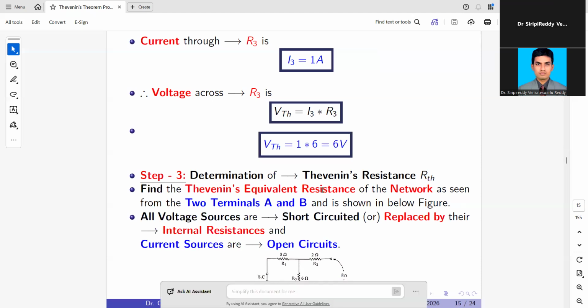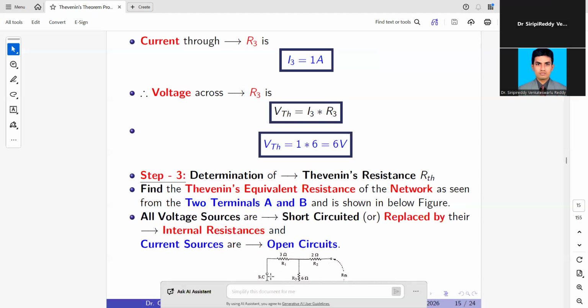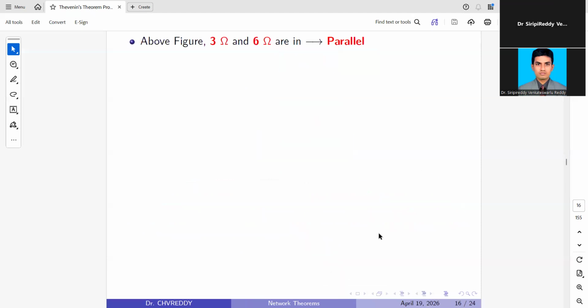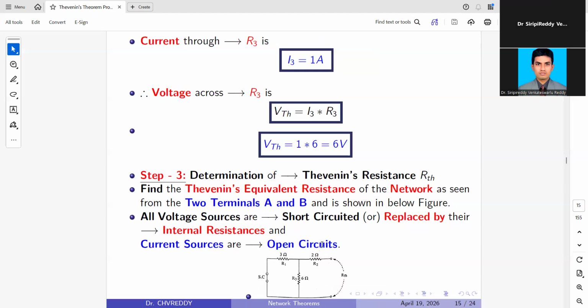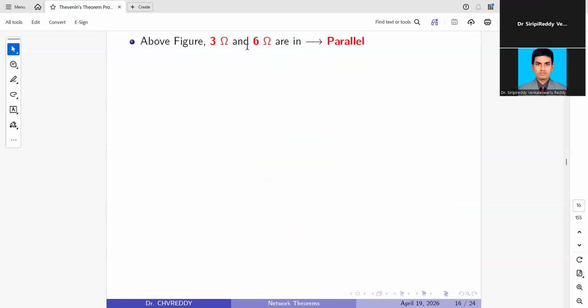But when you are calculating this Thevenin resistance, we have to follow some steps. That means if any voltage sources are there, we make them a short circuit. If any current sources are there, we make them an open circuit. So if you observe this figure, 3 and 6 ohm are connected in parallel.